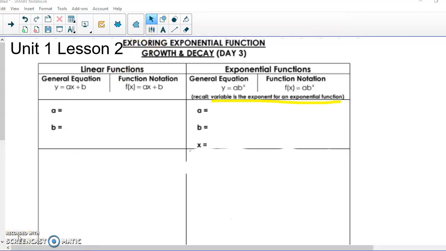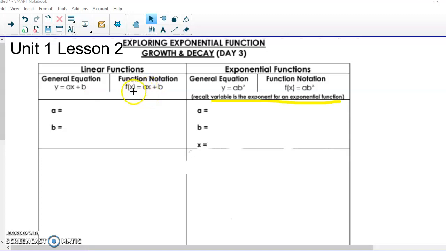Good morning, good afternoon. Today we're going to be talking about linear functions and exponential functions and comparing them with each other. This is part of Unit 1, Lesson 2. So at this top row right here, we have our general forms of our linear functions and our exponential functions. The general equation just means you have a y equals, and it looks kind of like most of the equations you've seen. We have an x and a y, and then we have what's called function notation.